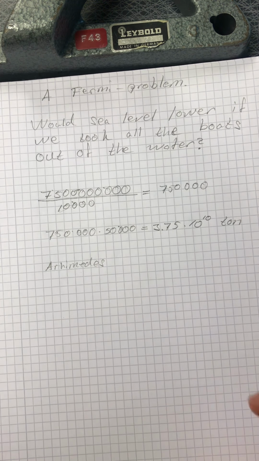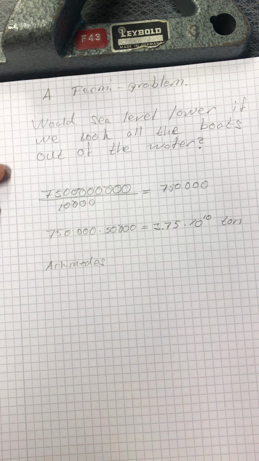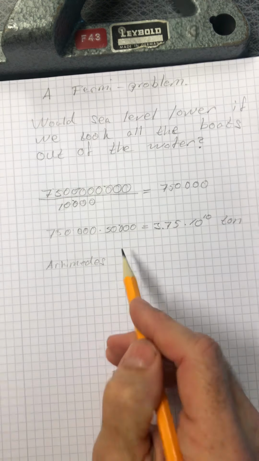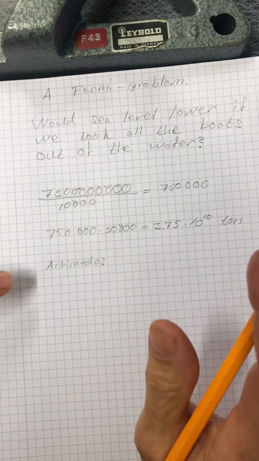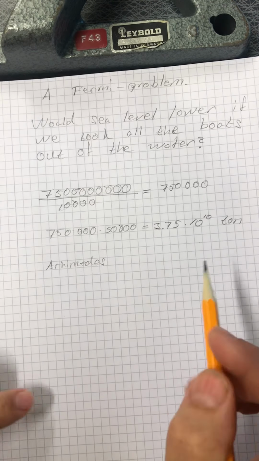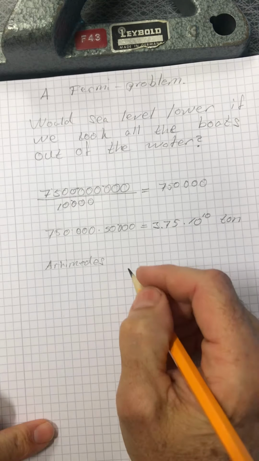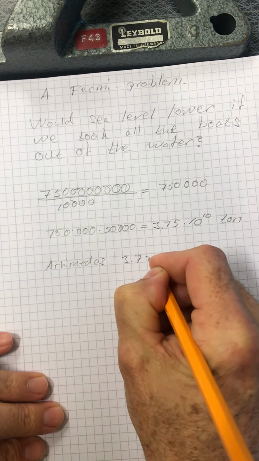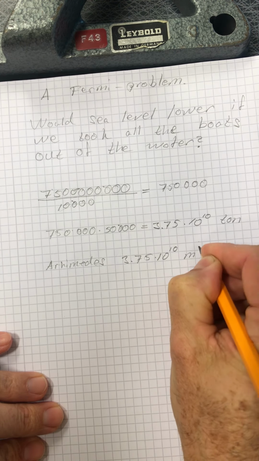because 1 cubic meter has the same weight as the boat has for the tons. So okay, that means that these masses of boats need to press away the volume of 3.75 times 10 to the power of 10 cubic meters.